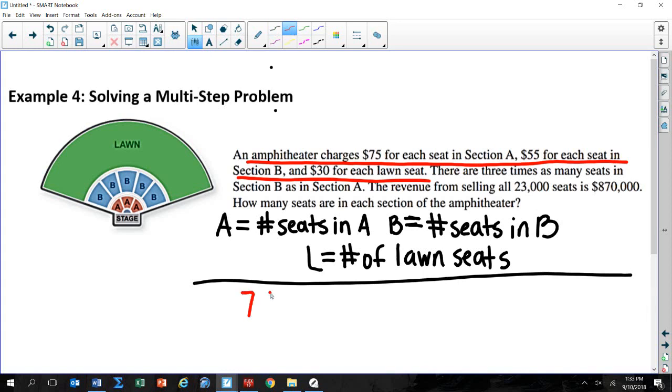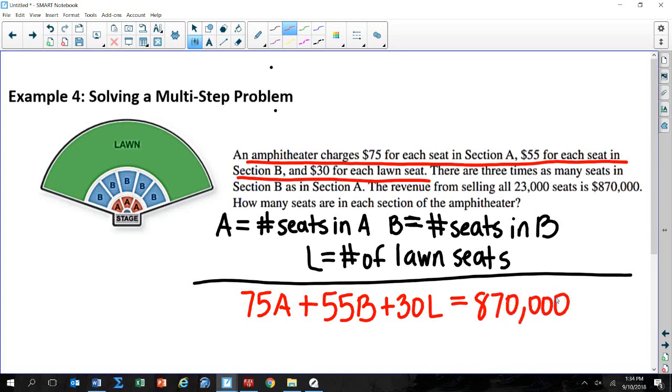I'm getting $75 per seat in section A. Okay? Plus, I'm also getting what? $55 for each seat in section B. Right? And I'm getting $30 from each lawn seat. And in total, if I add up all of the revenue, how much revenue am I getting from selling the seats? $870,000. Right? That's equation 1. Okay, we'll call that equation number 1.